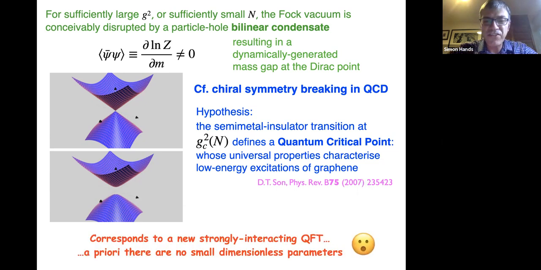If that critical point were to exist, it would be described by a strongly interacting quantum field theory. And because G is large and N is small, there are no small dimensionless parameters in the game. Therefore, it's not just a non-perturbative problem, but a difficult non-perturbative problem, one in which our best hope to find a solution may involve numerical simulations. Again, this is a good point to pause and ask for questions.